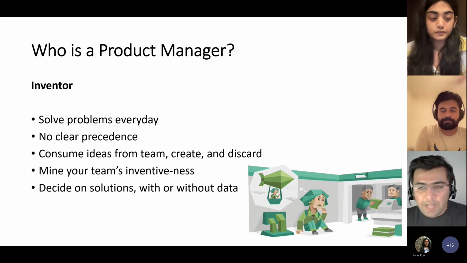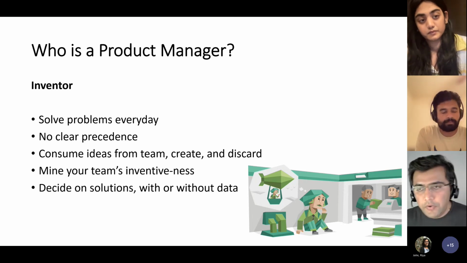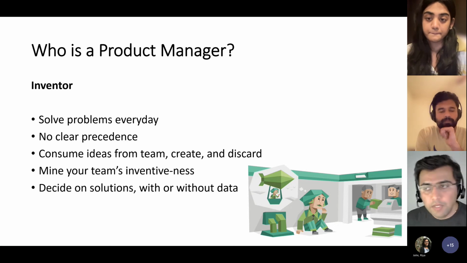A lot of times what will happen is that you won't have a precedent. You'll run into a decision-making problem, and that problem may not have been solved before. You're going to have to figure out, okay, how do I address this problem?